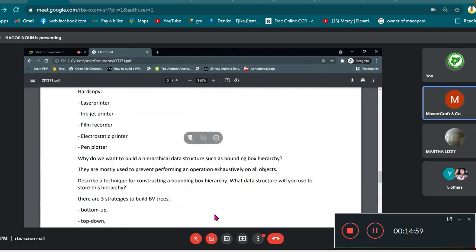For our data structures, we have our quad trees, we have KD trees, we have BSP, which is also known as binary space partitioning. We also have our bounding volume hierarchy. The bounding volume is another system like the bounding box.